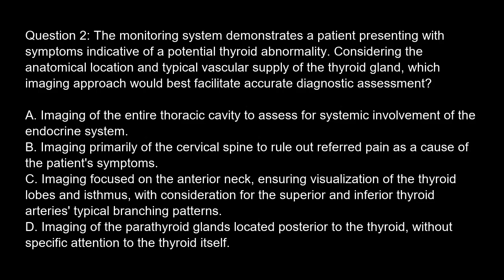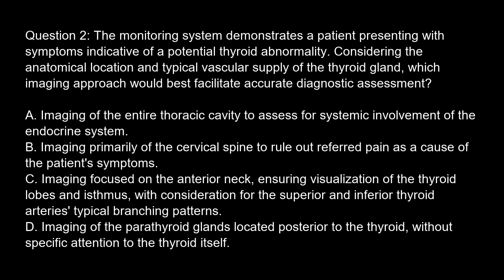Question 2. The monitoring system demonstrates a patient presenting with symptoms indicative of a potential thyroid abnormality. Considering the anatomical location and typical vascular supply of the thyroid gland, which imaging approach would best facilitate accurate diagnostic assessment? Option A. Imaging of the entire thoracic cavity to assess for systemic involvement of the endocrine system.